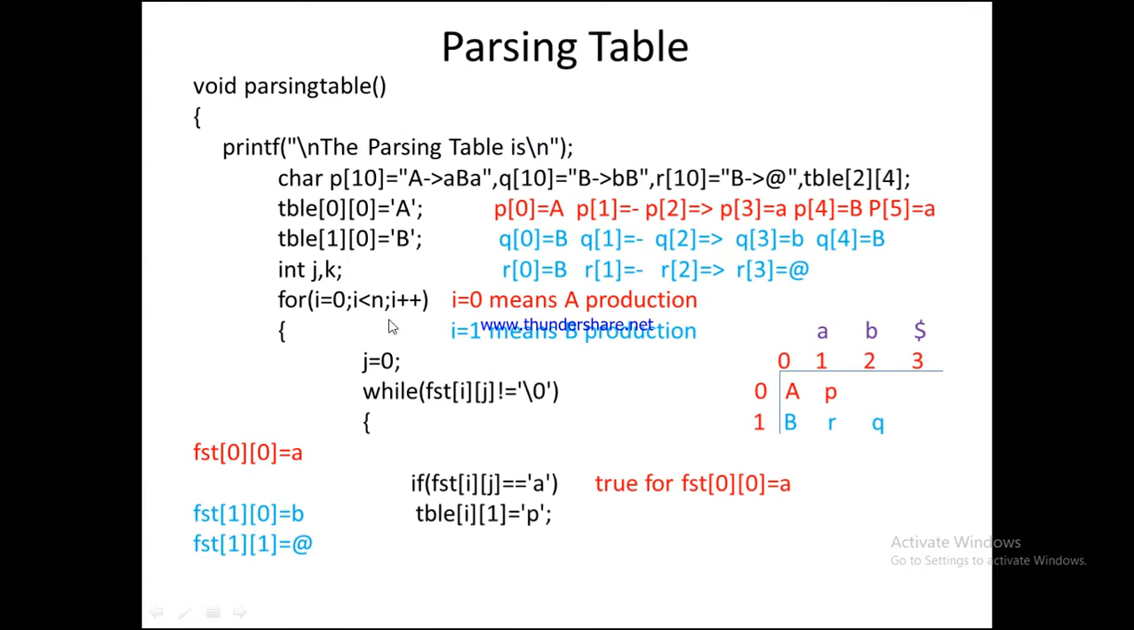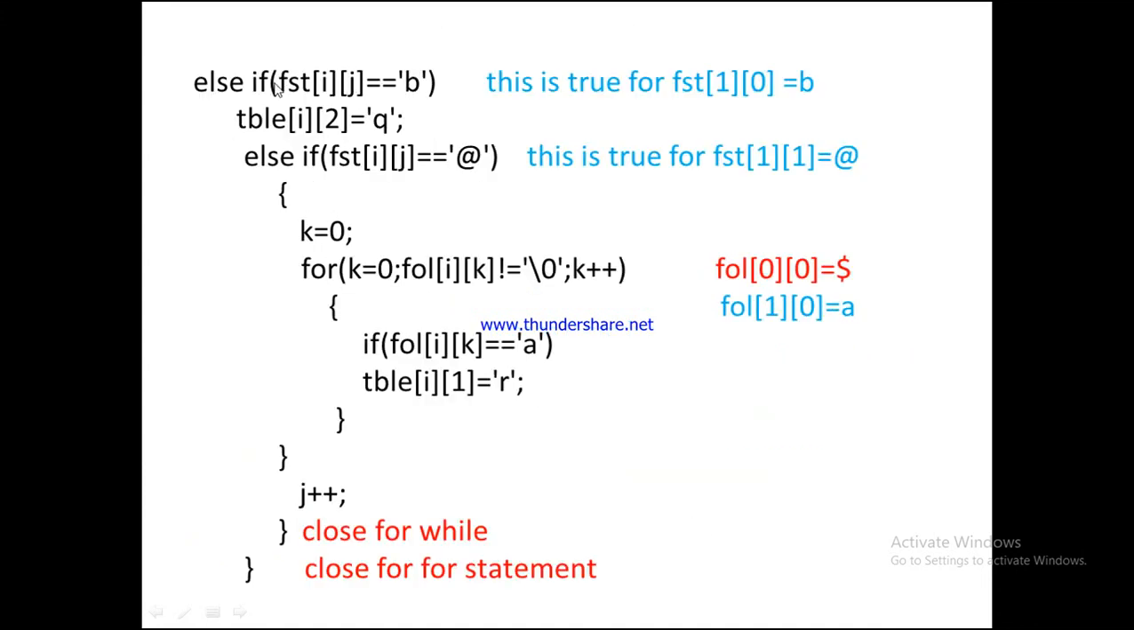Now where will we move? We will move on to the for loop. Again the I value will be incremented by 1. Now when I is equal to 1, it means it is for the B production, where we have 2 productions for the non-terminal B. Now I is 1, J is 0. Now I am checking FST of 1 0. What is FST of 1 0? It is B. Is it not equal to null? Yes, so I will come here. Now I am checking whether FST of 1 0 is equal to A. No, it is not equal to A. Then I will go here. Is it equal to B? Yes. So this becomes true, when FST of 1 0 is equal to B.